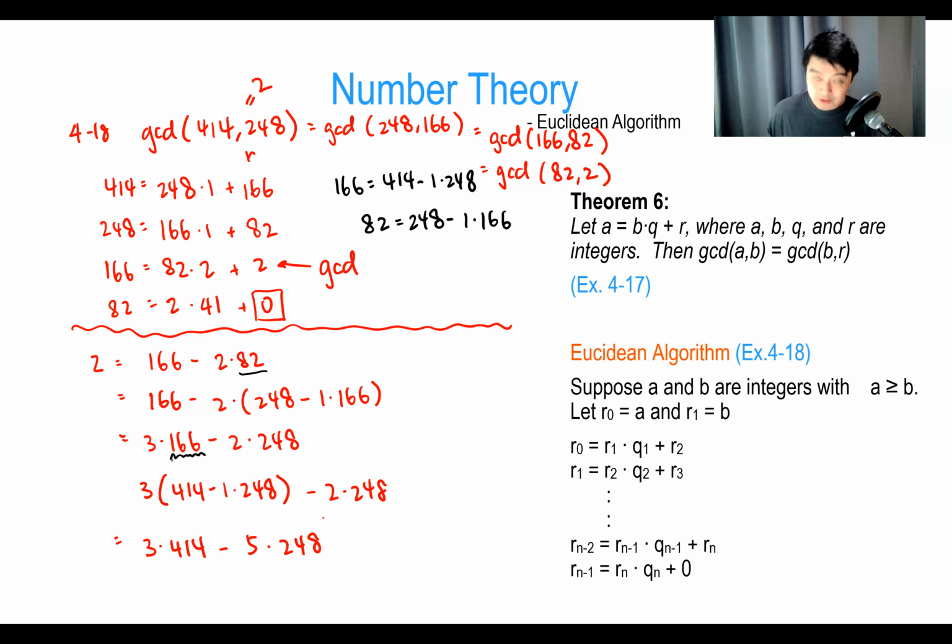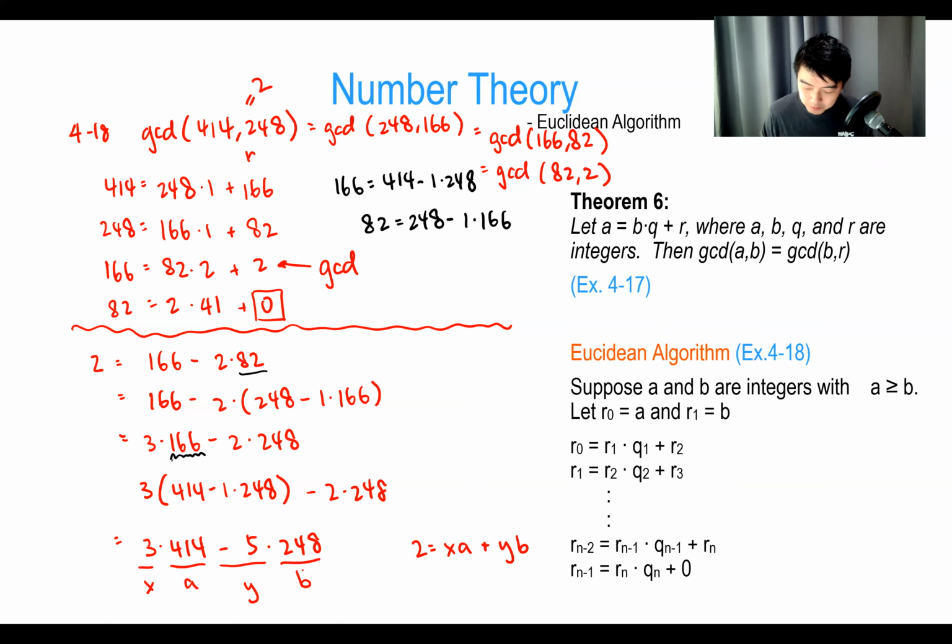Okay, so if you take a look at this example, the GCD of 414 and 248 is equal to 2. That GCD can be written as a linear combination. So this ends up being our x, this ends up being our y. We can write that the GCD of 414 and 248, which is 2, is equal to x times a plus y times b. So this is our a, this is our b. I hope you can see where that equation is coming from.